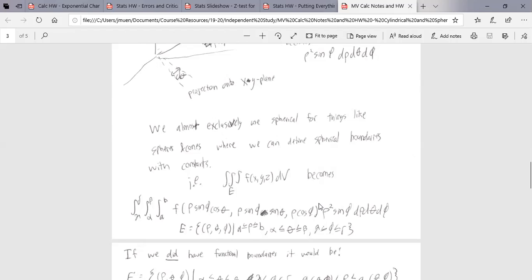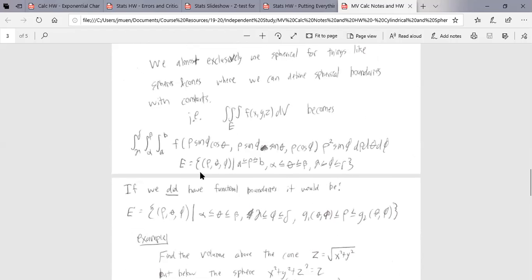So what we have here is something simple where we would just say, okay, here are our boundaries. When we actually change to spherical coordinates, we still need to multiply by rho squared sine of phi, and then we can have d rho d theta d phi. And then f wouldn't be f of x, y, z anymore. It would become f of rho sine of phi cosine of theta, rho sine of phi sine of theta, rho cosine of phi.